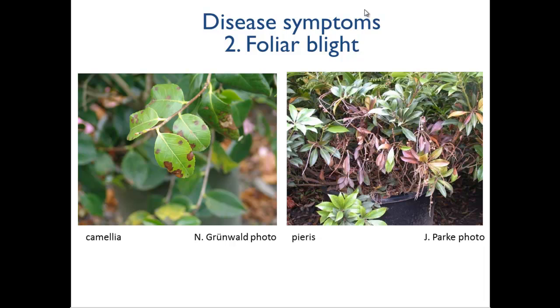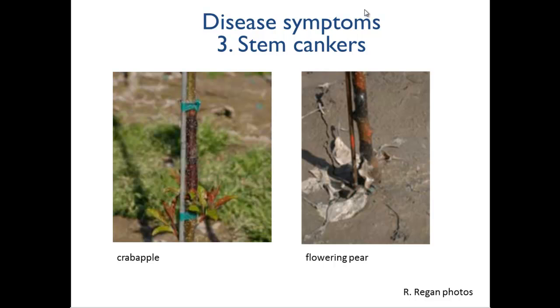And this slide shows symptoms of foliar blight, where you can have either distinct brown lesions like on this camellia, or the whole leaf may turn brown and fall off like on this pieris. Phytophthora can also cause stem cankers, particularly on fruit trees, as shown here. The white arrows show where the pathogen has been splashed up onto the stems from the soil, and it's causing lesions.